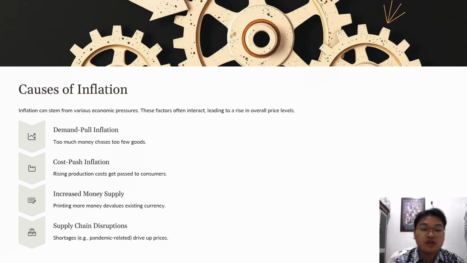First, demand-pull inflation. Too much money chasing too few goods. Second, cost-push inflation. Rising production costs get passed to consumers. Third, increased money supply. Printing more money devalues the currency. The last one is fourth, supply chain disruption. Shortages drive up prices.